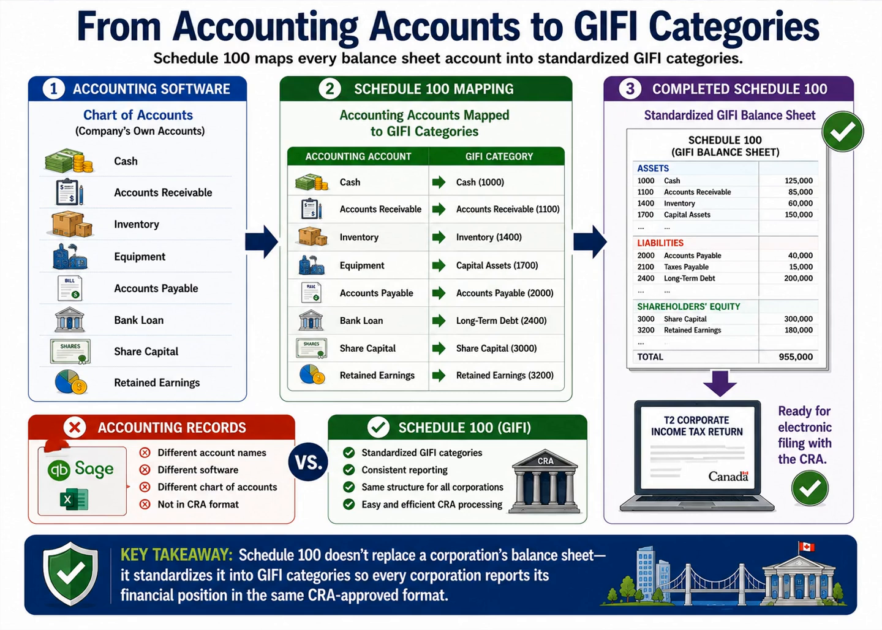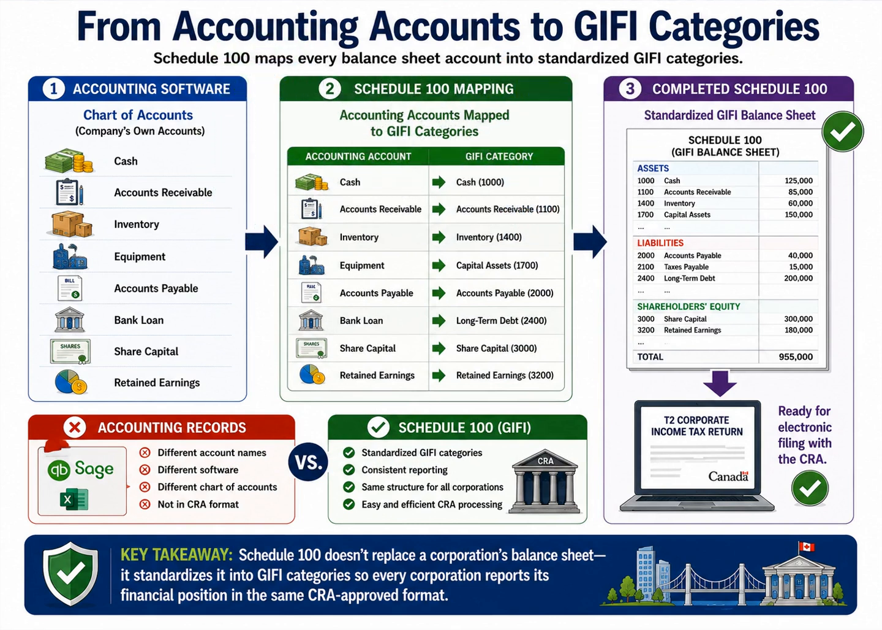Depending on the accounting software or bookkeeping practices used, businesses may organize and name their accounts differently. For example, one company may use an account called cash, another may call it bank account, and another may simply use checking. Although the names differ, they all represent the same type of financial information. When preparing Schedule 100, these individual accounting accounts are mapped into standardized GIFI categories. This mapping process is what allows corporations with completely different accounting systems to report their financial position in a consistent format accepted by the Canada Revenue Agency.